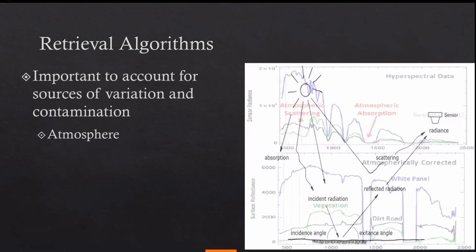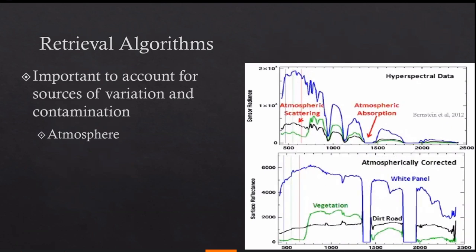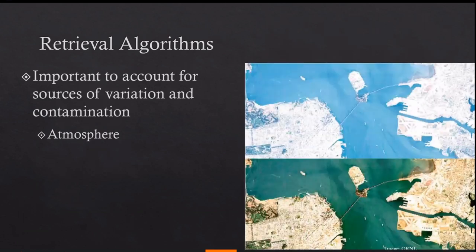For example, this signal, if you can see the top part, is basically the raw signal, and the bottom part is where it has been corrected for the atmosphere. So then you can clearly see that the vegetation or the dirt road or the white panel, they are behaving very differently from each other. And correcting for the atmosphere also gives us better clarity about what we are observing.